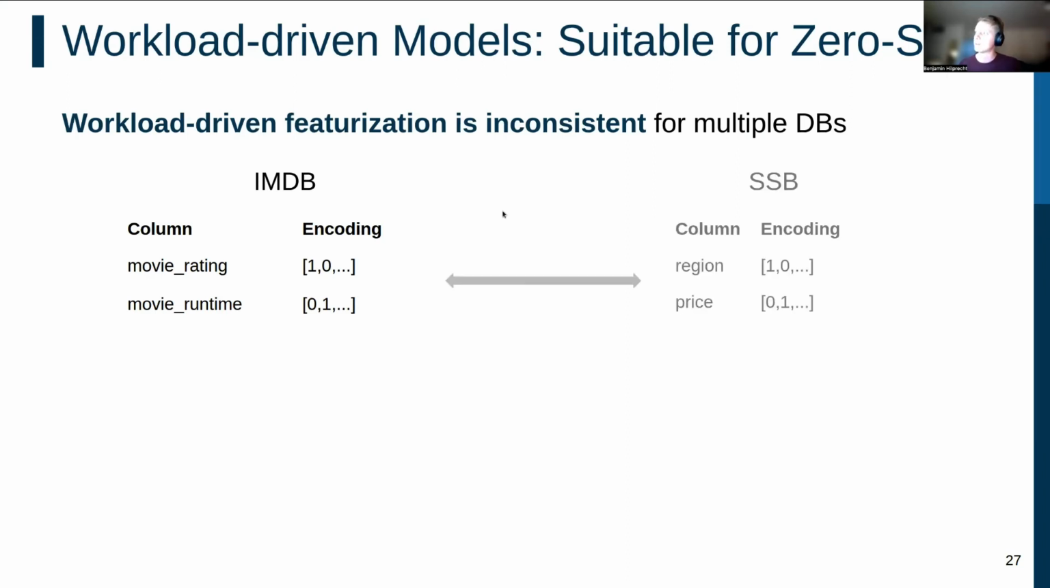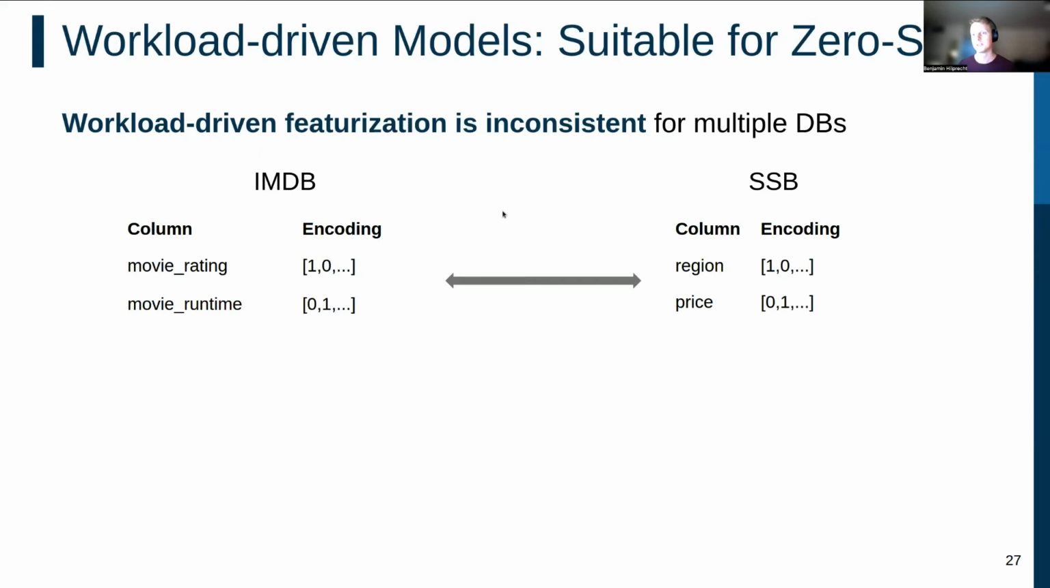And now if you have a second database, let's say SSB, which is the Star Schema Benchmark, the first column might of course be something completely different. It might be a region column, and the second column might be a price column. And as you can see, those columns have nothing in common, right? Even the data types won't match. But for the model, they will look exactly the same because the encodings are similar.